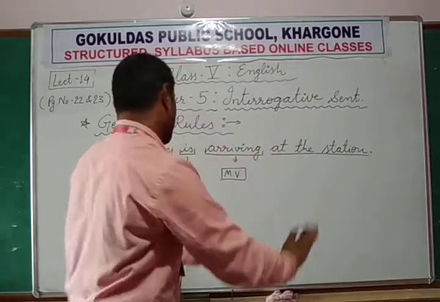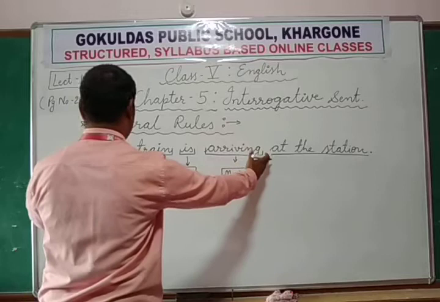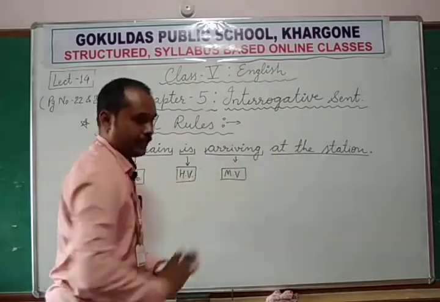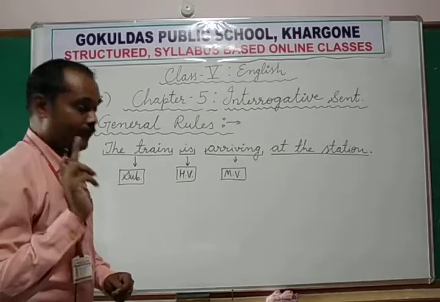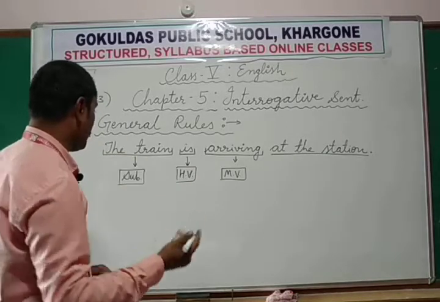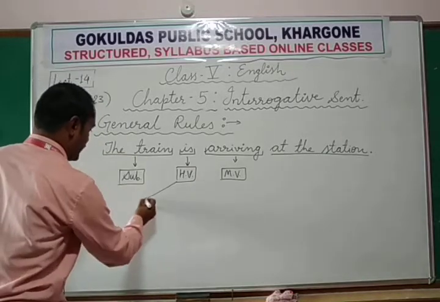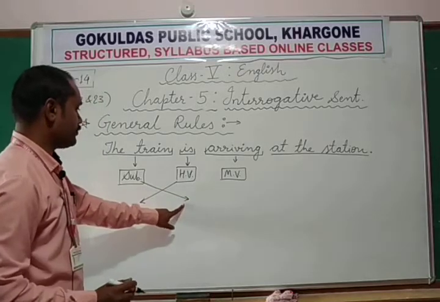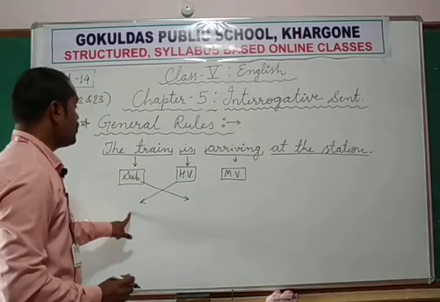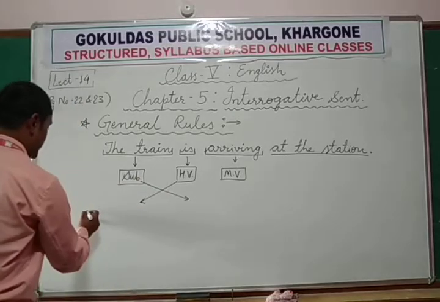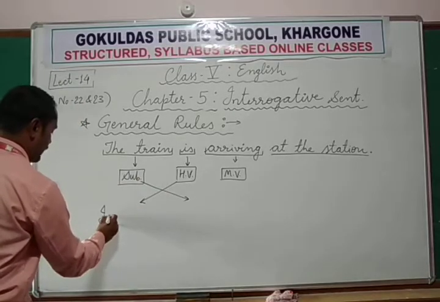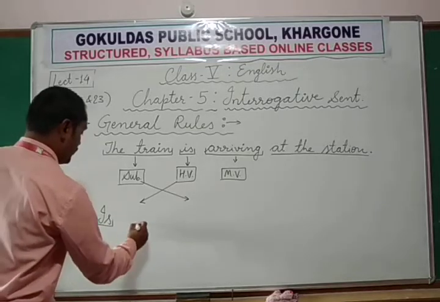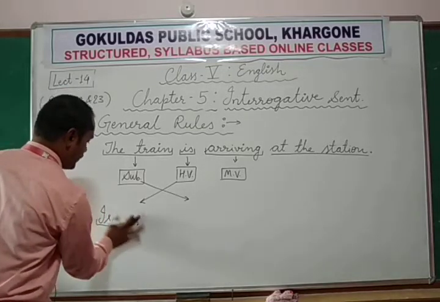That remains the same. What do we need? We need only three things: subject, helping verb, and main verb. And what is the basic formula? We exchange the places. The subject goes to the helping verb's place and the helping verb goes to the subject's place. That is the simple rule. And the first letter is capital. Is. Okay, is comes at first.